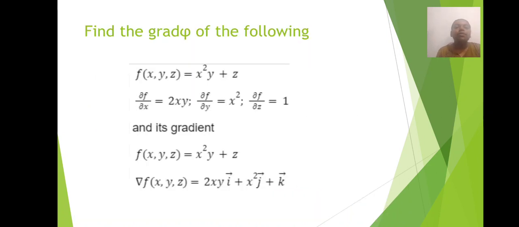f of x, y, z is equal to x square y plus z. If we do the gradient for this, the function f should be differentiated partially with respect to x, with respect to y and with respect to z as well. f of x, y, z is x square y plus z. If we differentiate that partially, we will get 2xy i cap plus x square j cap plus k cap. This is the answer for the grad phi for this problem.